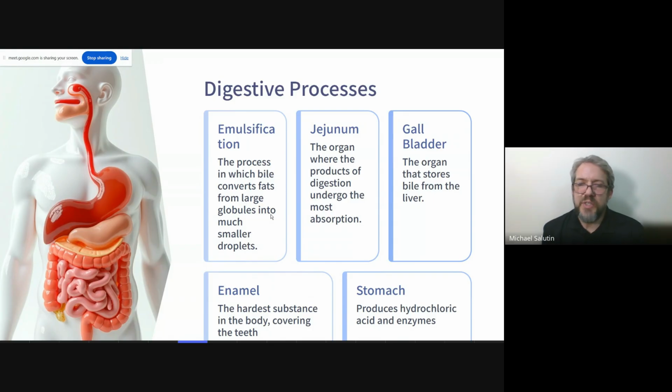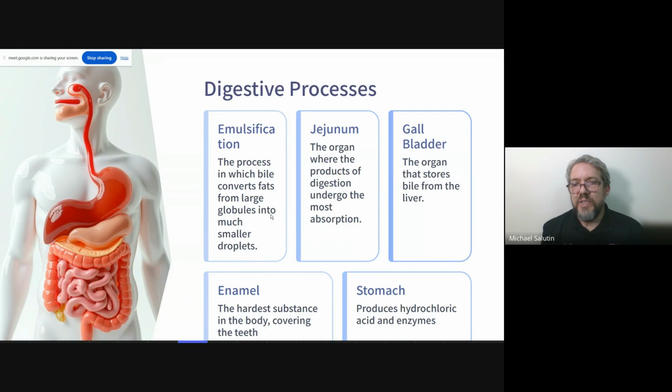Bile is a special liquid. It's produced by the liver, and it specifically breaks down fats. And how it does this is through this process of emulsification. Why? Because large blobs of fat, these globules, are very difficult to digest. They don't have a lot of surface area for enzymes to work on. So they have to be broken down into much, much smaller little blobs, little drops of lipids in order to be digested. So this process is called emulsification.